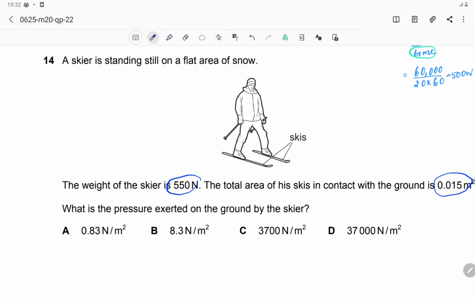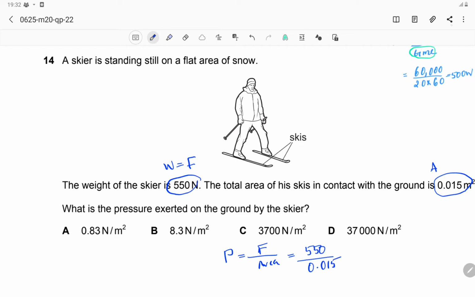So you are provided with the weight, that is nothing but the force acting downward, and the area. You need to find pressure. So here it is a very easy question. You can directly use the equation of pressure, that is force over area. And we have the force, that is 550 Newton, over area is 0.015.